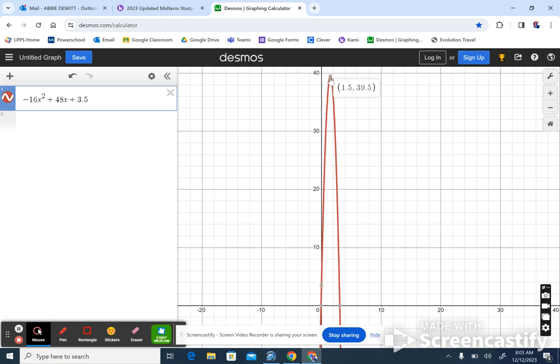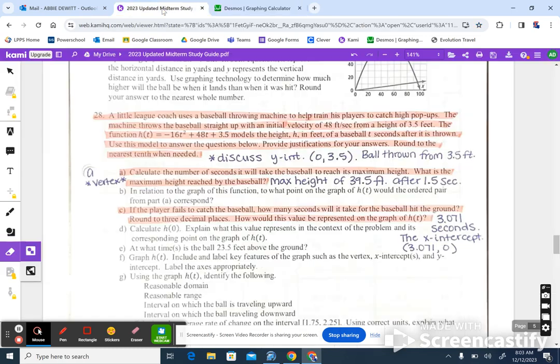So the vertex tells me that the max height is going to be 39.5, because remember, the y value represents the height. So the height is going to be 39.5 feet at 1.5 seconds. So 1.5 seconds after the ball is entered into the pitching machine, the ball will reach 39.5 feet. Then it's going to start to decrease in height as it goes down. So as the time increases, the height decreases because it's falling at that point.